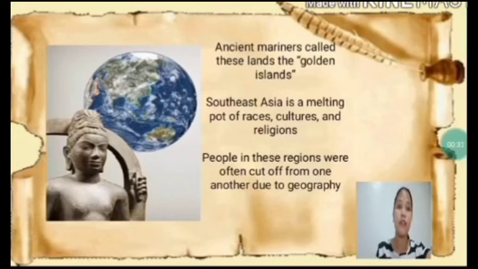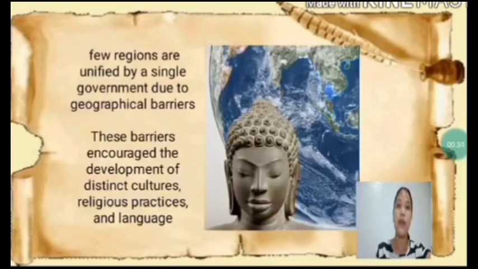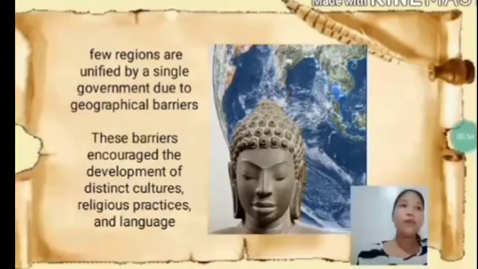People in this region were often cut off from one another due to geography. And of course, they all have some connection to the main Asian continent and ended up developing their own flair of culture and religion, because few regions are unified by a single government due to geographical barriers. We don't see any massive empires, and these barriers encourage the development of distinct cultures, religious practices, and languages, and this will be one of the biggest barriers to empire conquest.